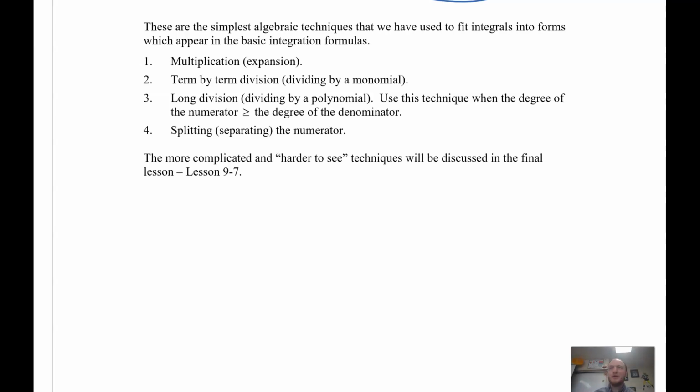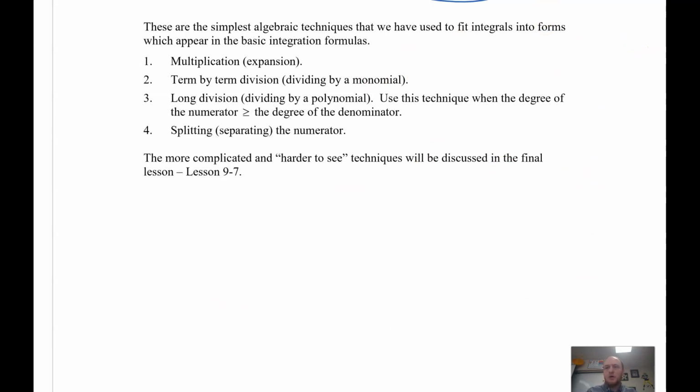Step three, whenever your power is the same in the numerator as the denominator, or the numerator is greater than the denominator, you're going to do long division. We'll look at an example where we do that. And then step four, splitting or separating the numerator. The more complicated or more difficult to see examples we'll cover in the next lesson. Okay, and we'll get some practice right now.